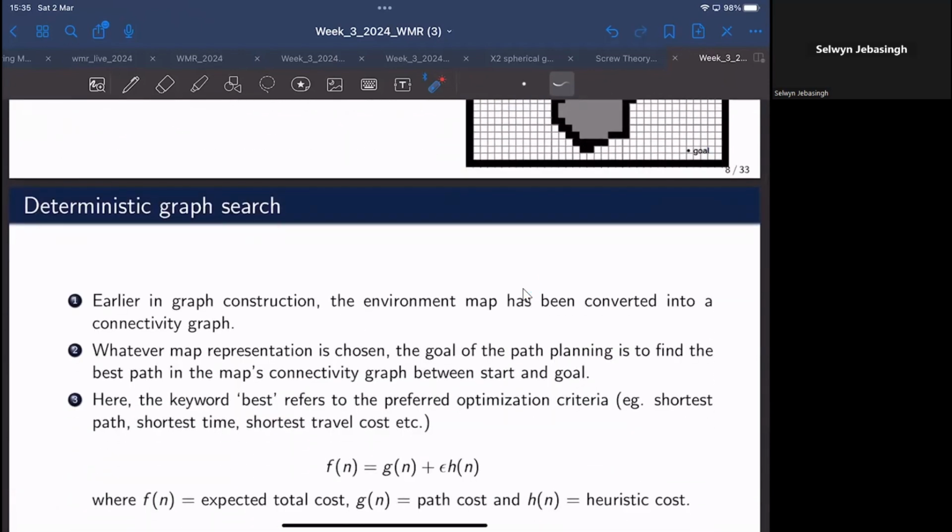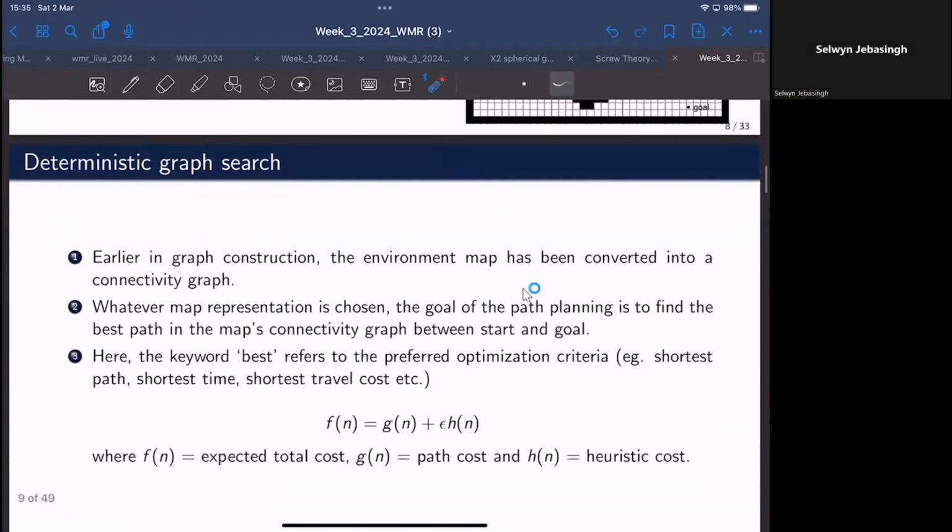And all the algorithms that we discuss in graph search deal with selecting the most efficient or most optimized, or you can even call it the best path out of all the paths available. So what are the key steps in graph search? We'll go through this one by one.